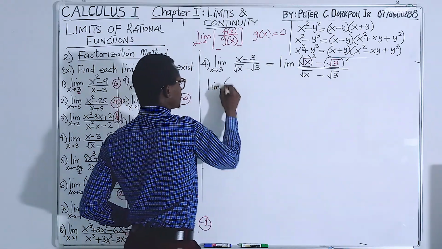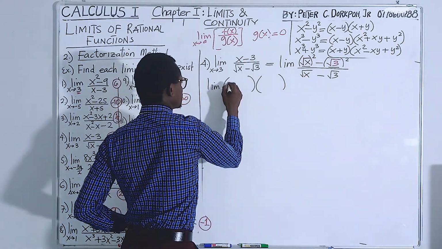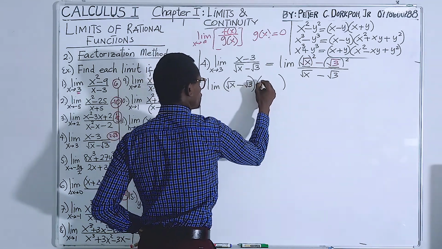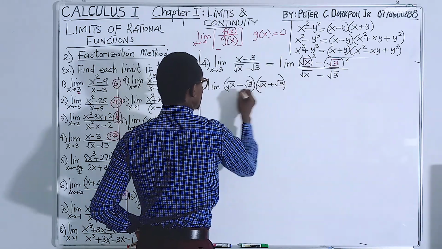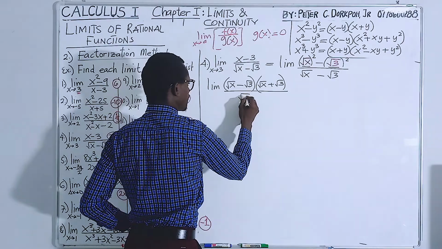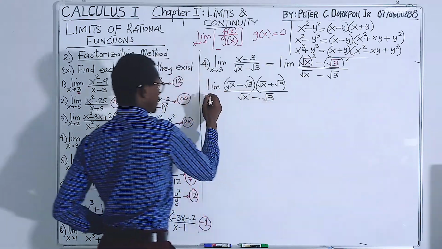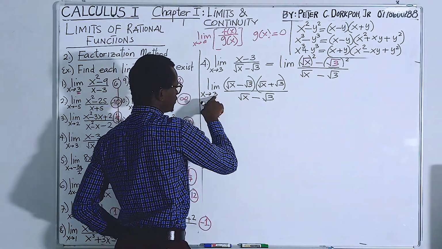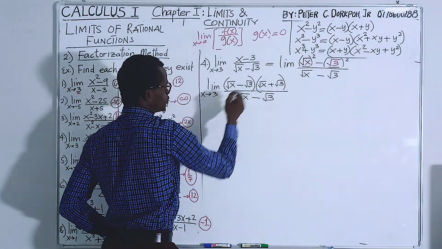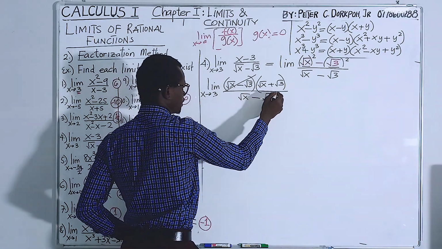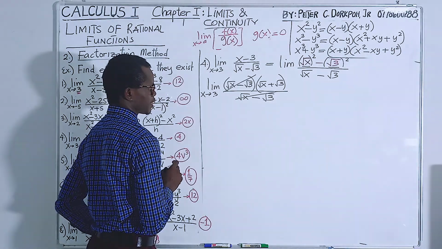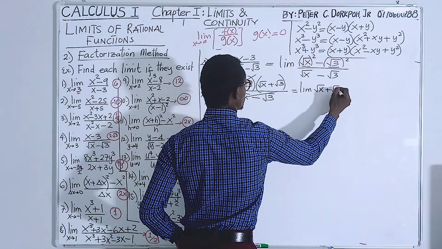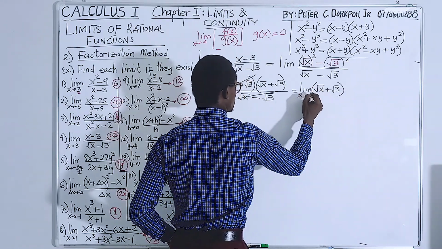So we can now factorize. This now gives us the root of x minus the root of 3, times the root of x plus the root of 3, all divided by the root of x minus the root of 3 as x approaches 3. We could not directly apply the limit, because if we directly apply it, you will get 0 down here. So the root of x minus the root of 3 can cancel the root of x minus the root of 3. This now just gives us the root of x plus the root of 3 as x approaches 3.